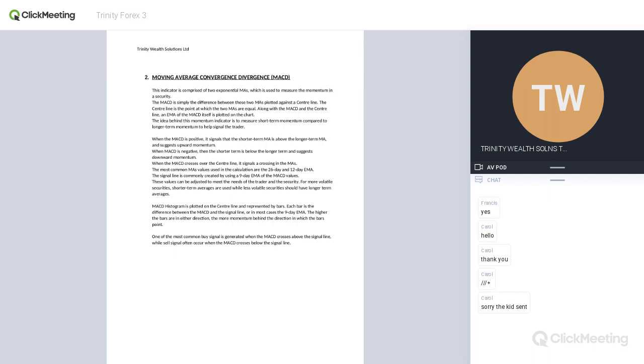The moving average convergence divergence, or MACD, is simply the difference between these two MAs plotted against a center line. The center line is the point at which the two MAs are equal. Along with the MACD and the center line, an EMA of the MACD itself is plotted on the chart. Well, this may sound complicated, but you don't have to know how they are designed and all that. You just try to describe how it is formed. But the main thing, we just want to see how it is used at the end of the day.